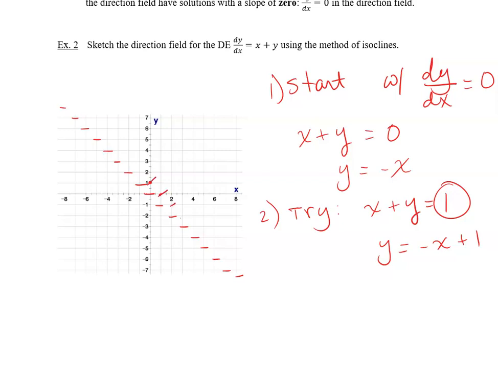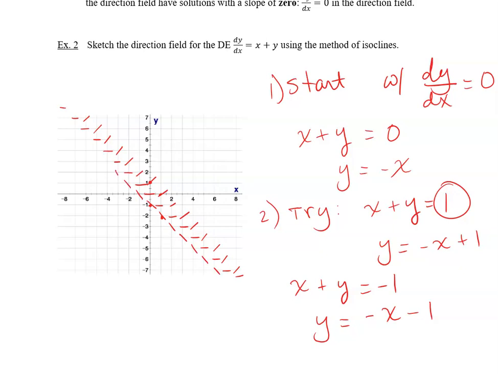That's the idea. And I'm going to pause the video real quick and graph those. So there you go. You can see along that line, y equals negative x plus 1, all of my little segments have a slope of 1. And then from there, just try a few others. Say we did x plus y equals negative 1. Let's figure out where the slopes are negative 1. That would be along the line y equals negative x minus 1. So if I go down to negative 1 and then negative 1, so like this, my slopes are all going to be negative 1. And then from there, you're kind of looking for patterns.